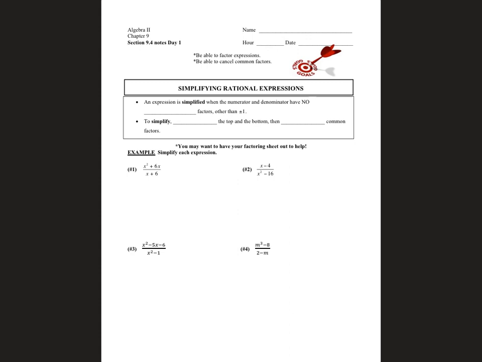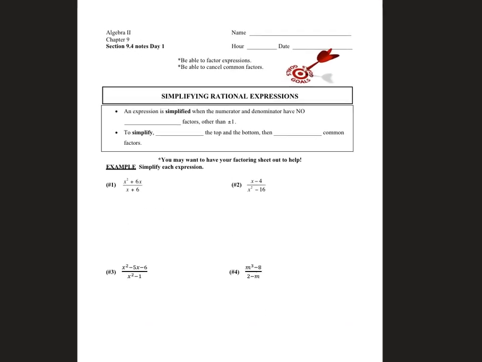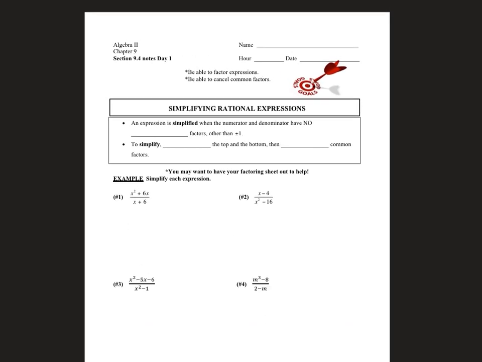We're continuing with Chapter 9, which is all about simplifying rational expressions, adding, subtracting, multiplying, and dividing rational expressions. So today we're talking about simplifying rational expressions, and also multiplying and dividing rational expressions, okay? So let's get right into it here.